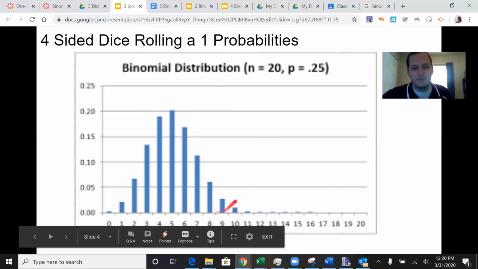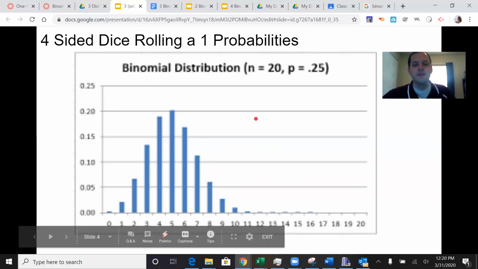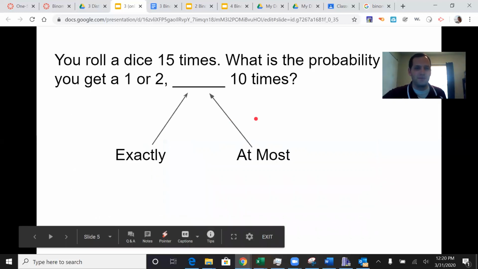What it's going to do is look up to this 10 and add the heights of all the bars. If we're looking at that, that would almost be 1. That would almost be 100% of the time you're going to have 10 or less. All right, so let's look at a specific example.